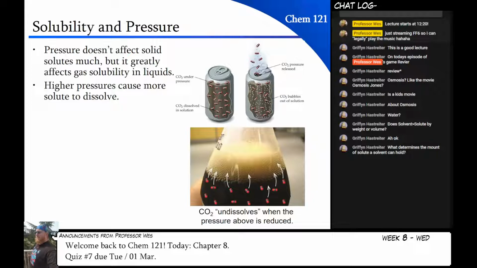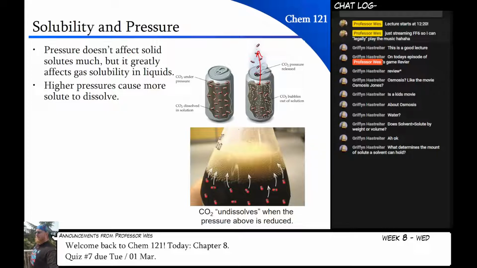Now, when you open the container, you probably know that sound that it's going to make. It makes a psst sound, right? That's because the pressure inside the bottle is way higher than the pressure outside of the bottle. There's 3 atmospheres of pressure inside, but only 1 outside. And so the CO2 comes out.